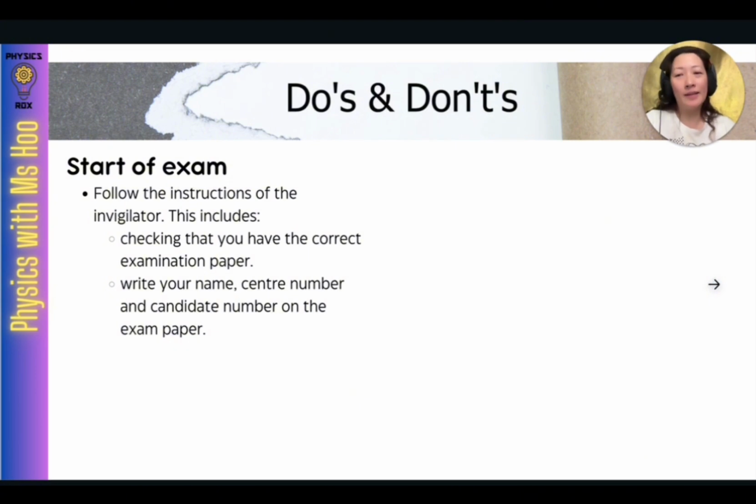At the start of the exam, make sure you follow the instructions of the invigilator. Don't try to do anything before the invigilator gives you the instructions to. Usually, the instructions would include checking that you have the correct examination paper. If you're in there for a physics exam and you've got a paper for chemistry, don't open the paper and start doing it. You gotta let the invigilator know, wrong paper.